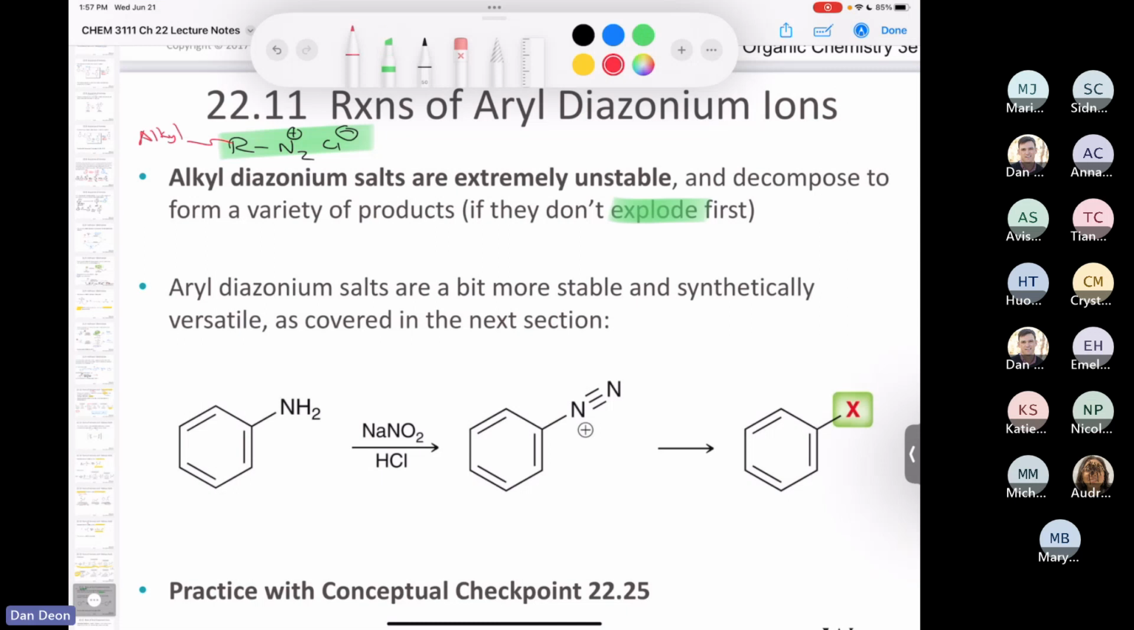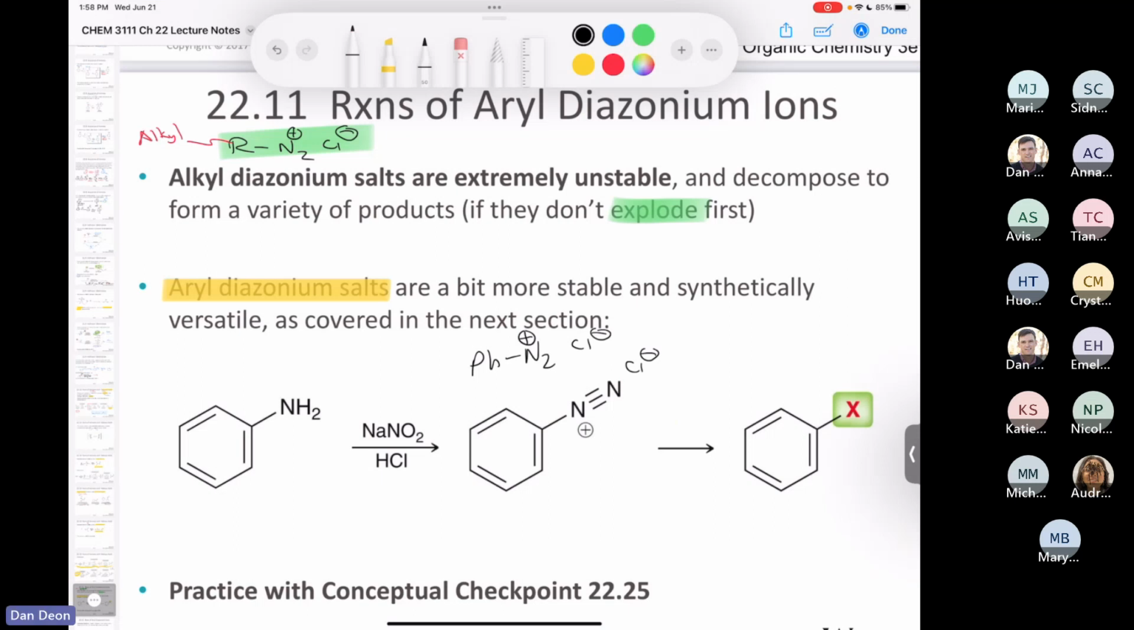Okay, so what kind of group would we have if we didn't have an alkyl group? Well, we could have an aryl group. Okay, so when we have an aryl group, it turns out that an aryl diazonium salt is more stable, and it's got a lot of synthetic utility, a heck of a lot of it. Now, usually we write our diazonium salts like this. You could abbreviate this as this. I would be totally okay with that as well. But I think it's a good idea to include the chloride here anyhow.